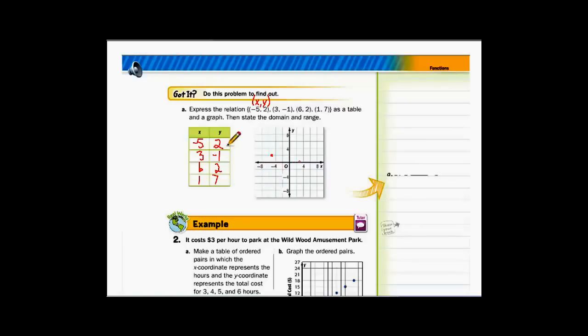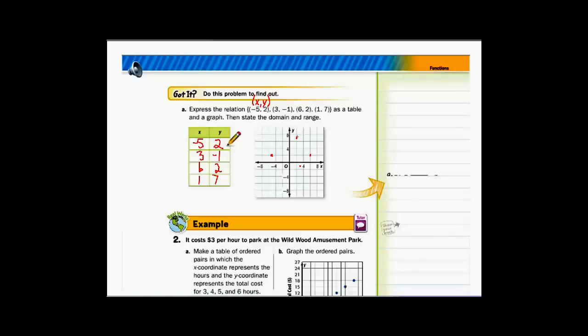3, -1, right about there. 6, 2, and 1, 7. Graph 4 points and you're done, okay? With a graph anyway. Now it says domain and range.